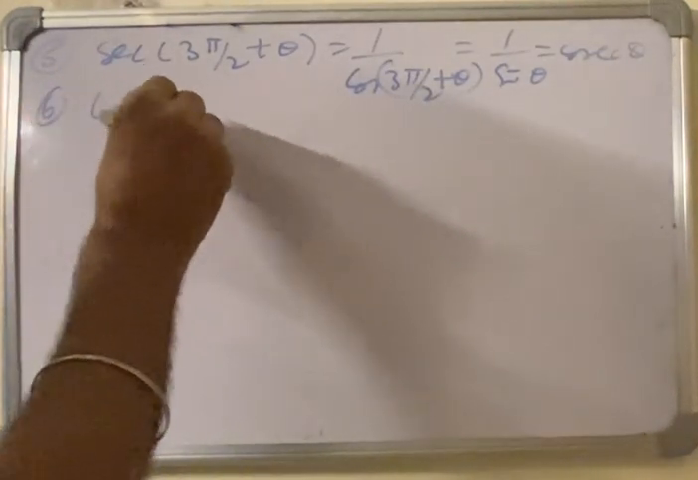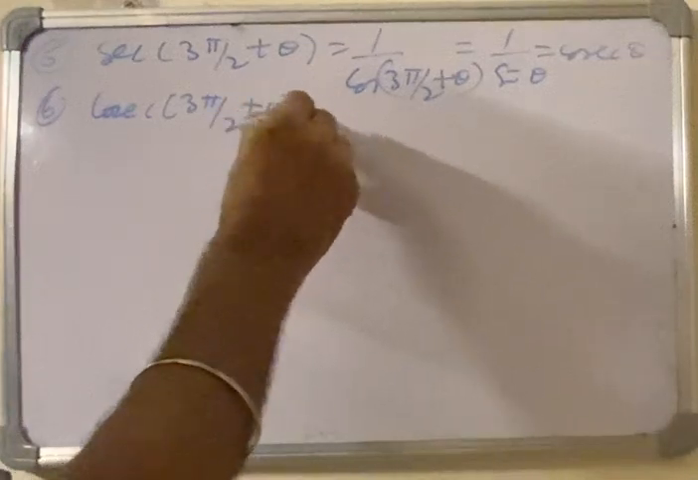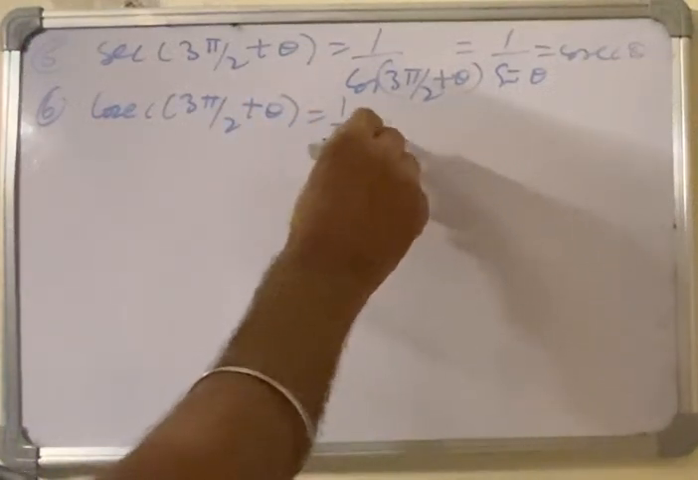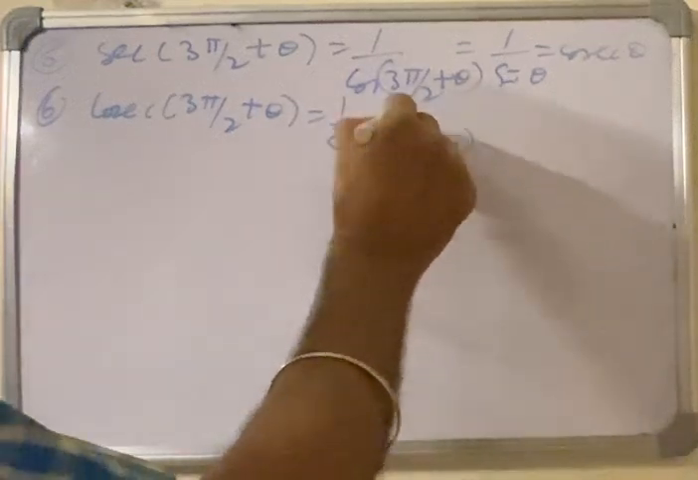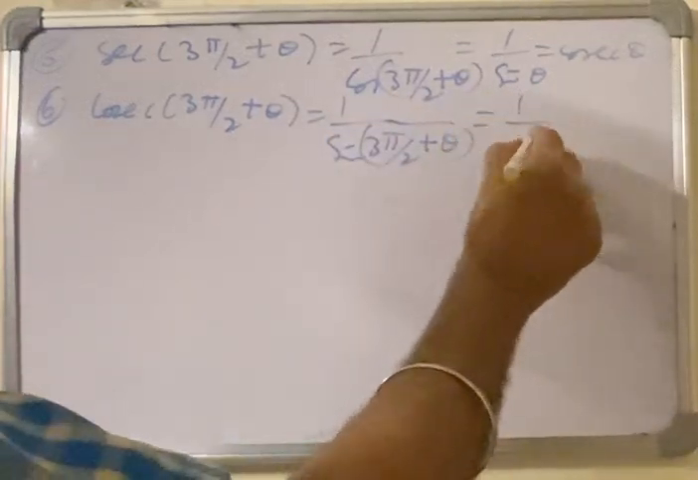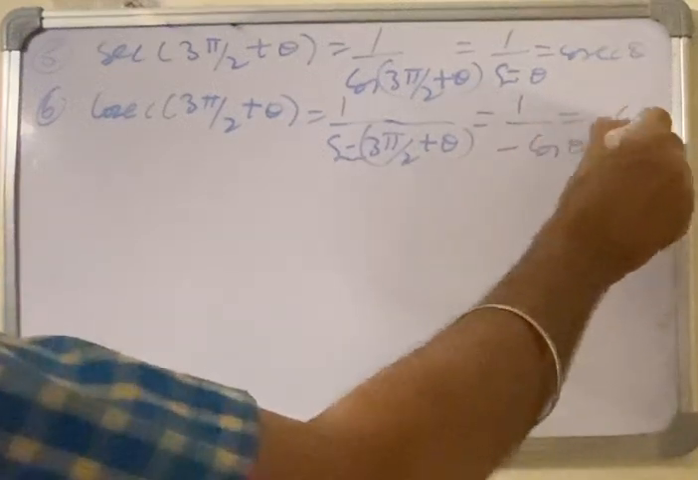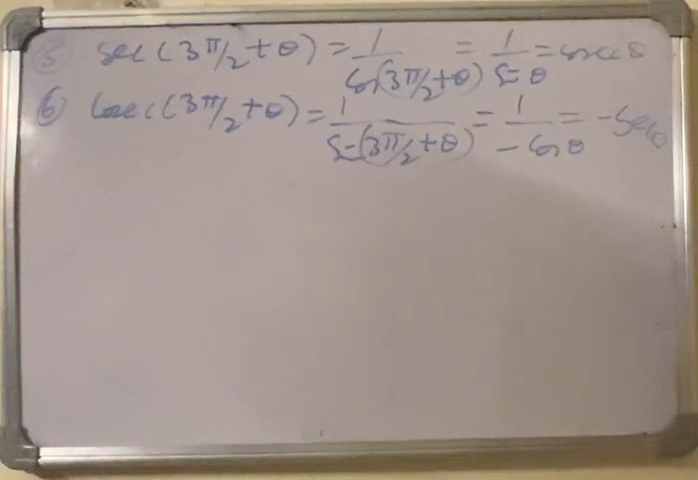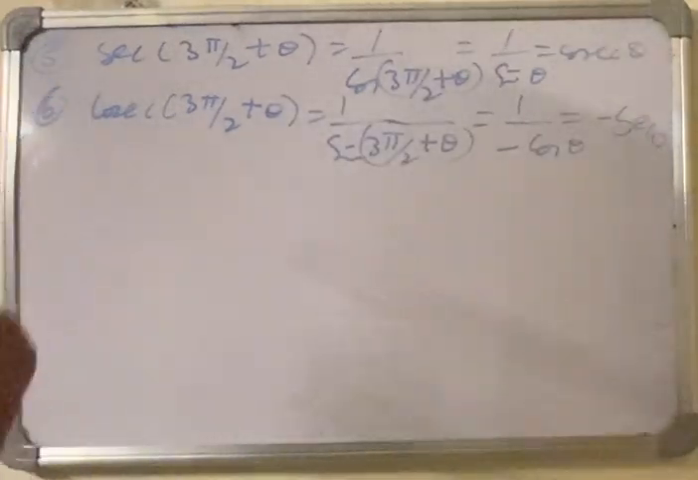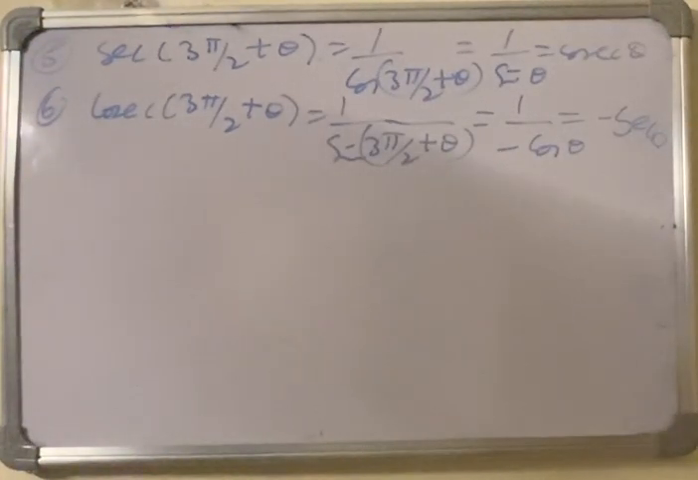The next, cosecant 3 pi by 2 plus theta is 1 over sine 3 pi by 2 plus theta, is 1 over minus cos theta, is minus secant theta. Cosecant changes to secant in case of angle 3 pi by 2 plus theta, and it is negative. So we have seen in case of angle 3 pi by 2 plus theta, that in fourth quadrant only cos and secant are positive. And sine changes to cos, cos to sine, tan to cot, cot to tan. Similarly, secant to cosecant, cosecant to secant.